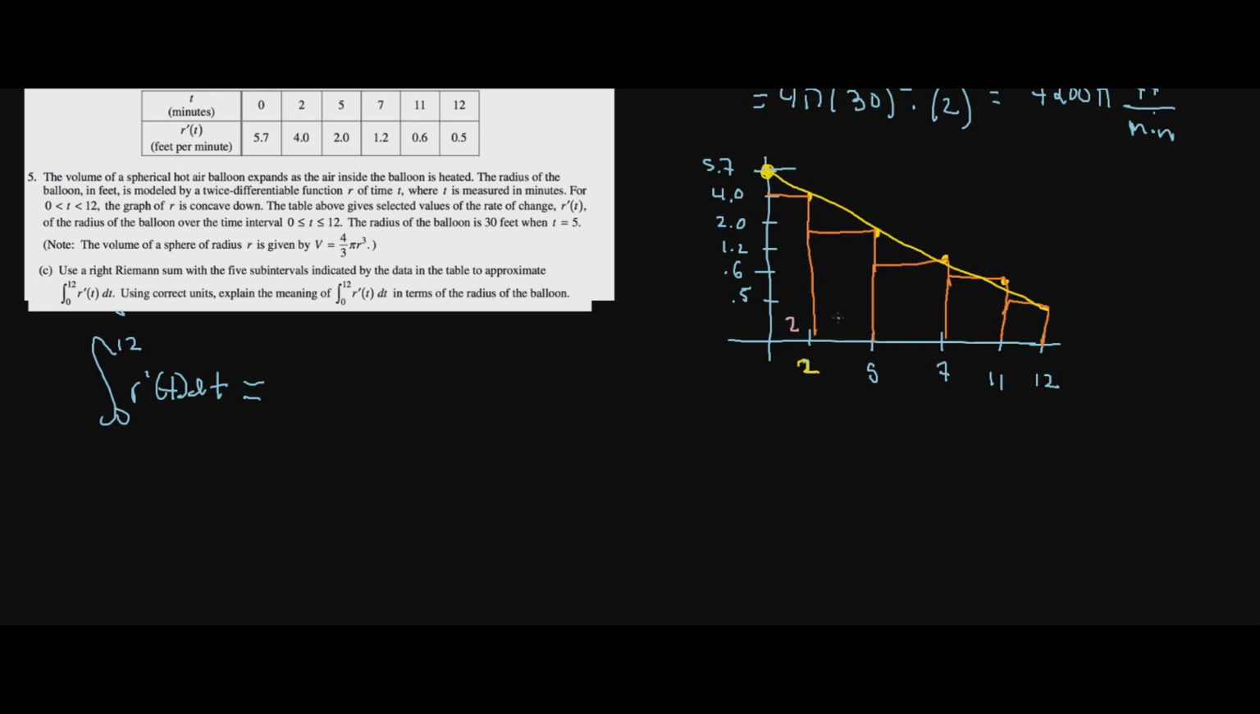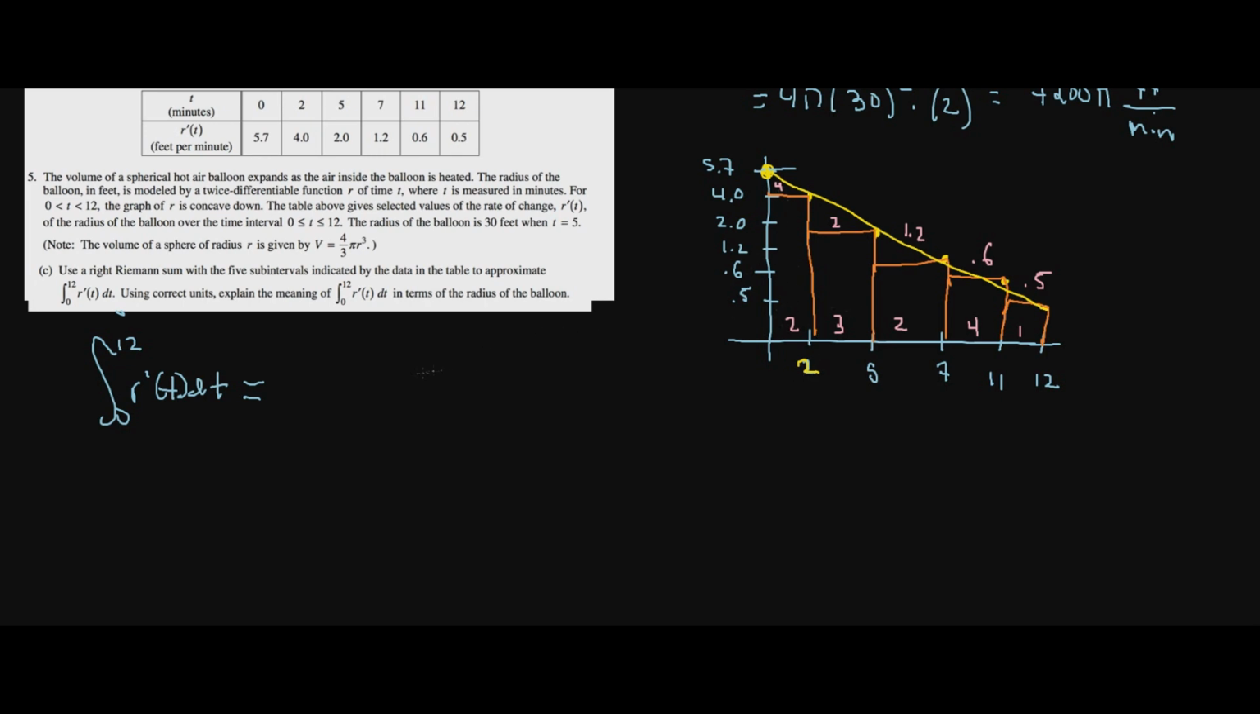This is 2, this is 3, this is 2. This is 4, 1. What are my y values? This is 0.5. This is 0.6. This is 1.2. This is 2. And then this is 4. So now we are in business to get started.